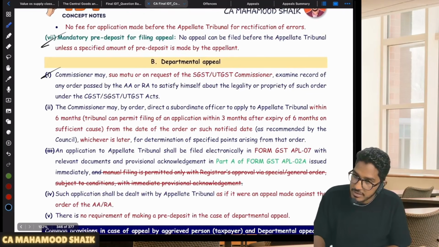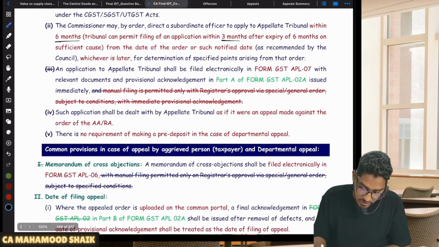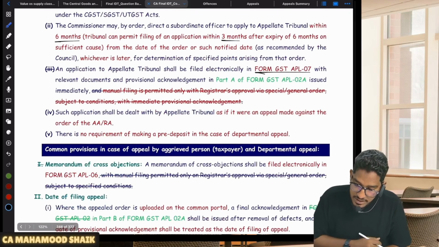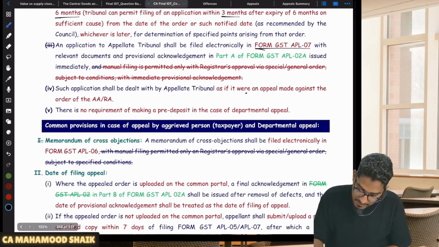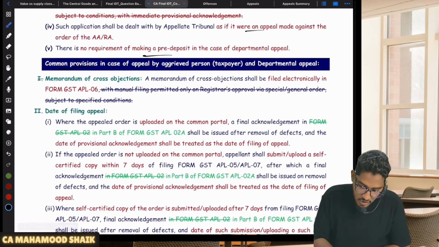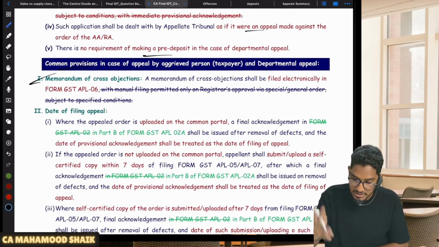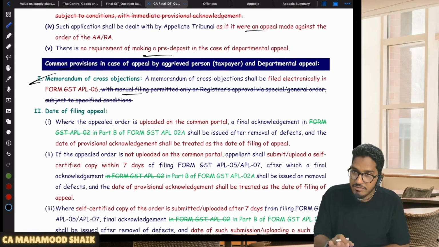Departmental appeal. Even the department can go for appeal. And what is the time limit for the department? 6 months, 3 months condonation. In which form will they file? GST APL 07. Then, as it is the department's appeal, there is no requirement for making a pre-deposit. Some common provisions. Memorandum of cross objections, I have already told you. Previously manual filing used to be there. Now manual filing is not there.